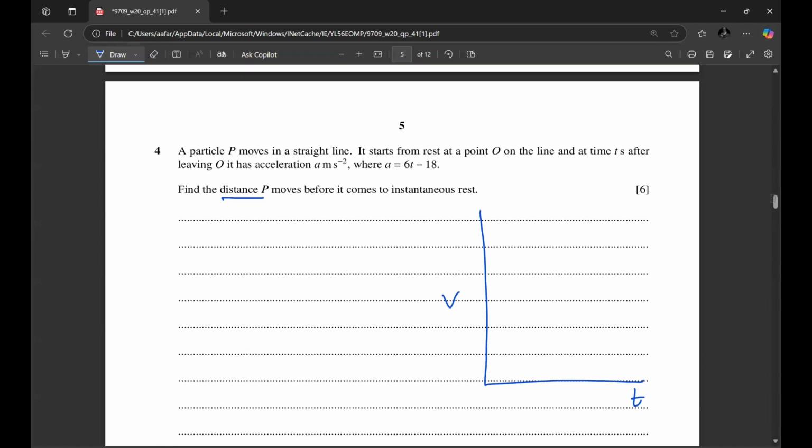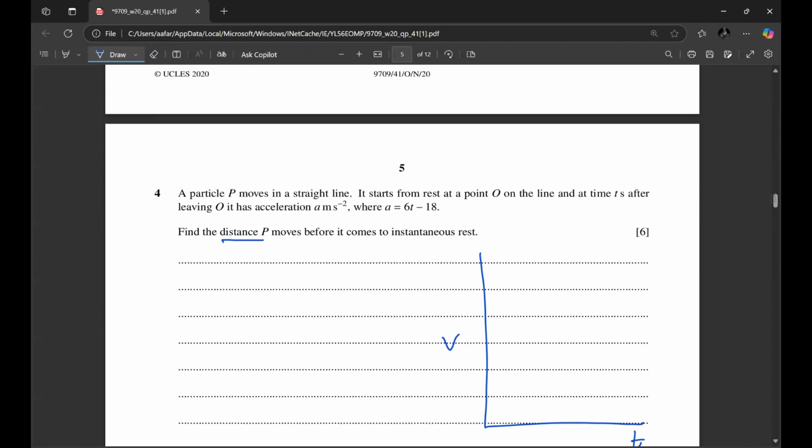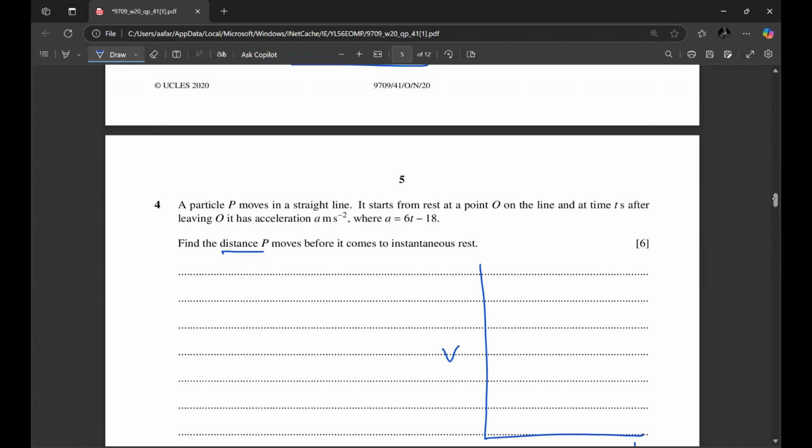Like that's the easiest way. You can just integrate the expression and find the distance. So that's what we're going to try to do: find the equation of velocity. The velocity will be the integral of acceleration, so the integral of this. If you integrate it, you get 3t square minus 18t plus c.